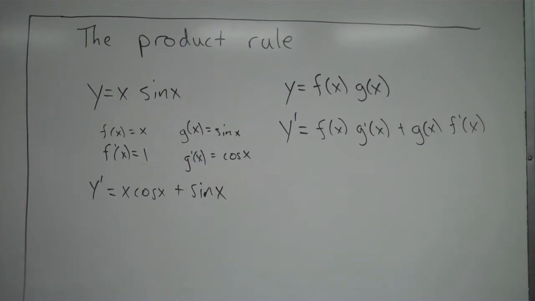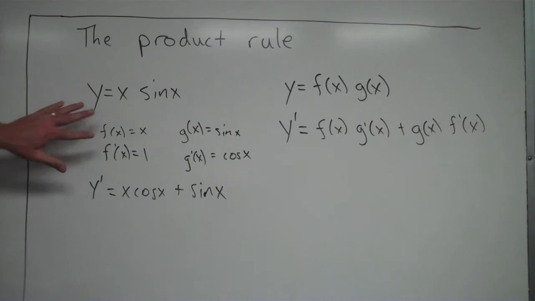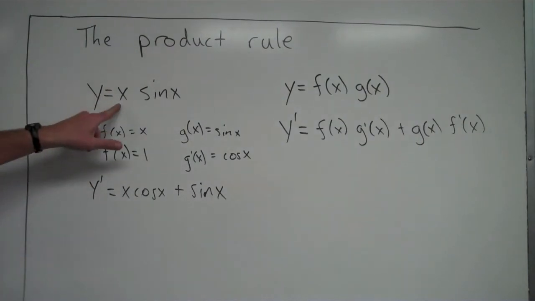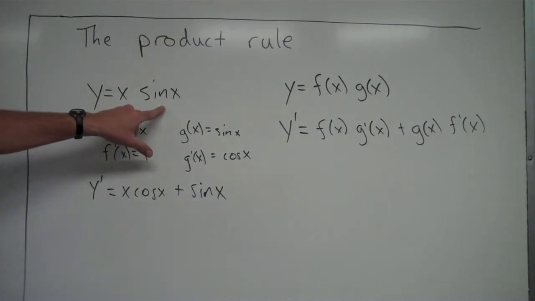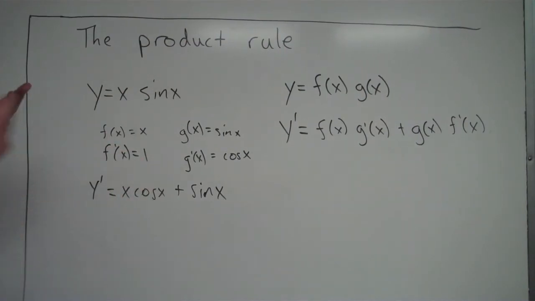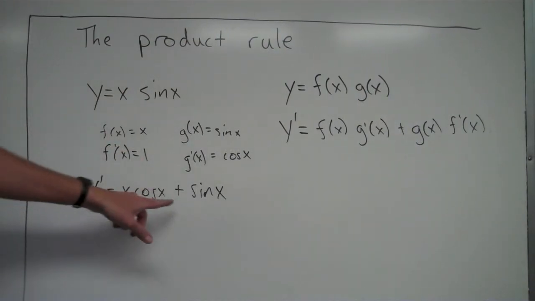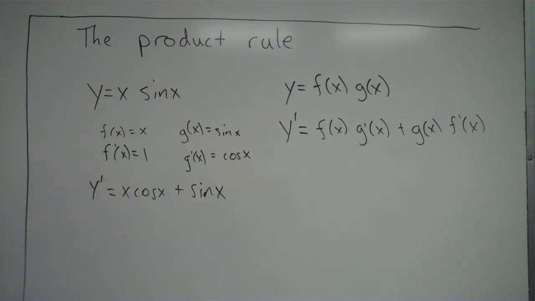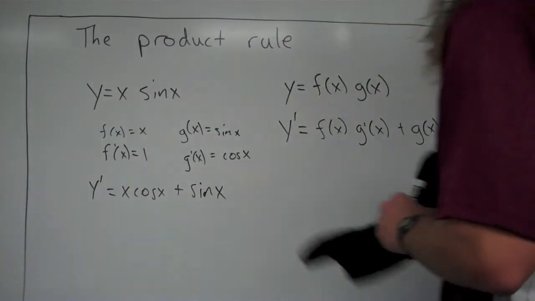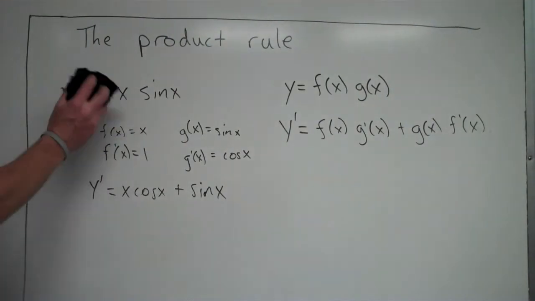Now, normally I don't actually write out this f of x and g of x setup. If that works for you, go right ahead. Usually I think of it as the first function times the derivative of the second, plus the second function times the derivative of the first. You could even reverse that since they're separated by a plus sign. It doesn't matter which order you put them in. But if you want to write out the g of x and the f of x, not a problem. That will work out just fine every time.